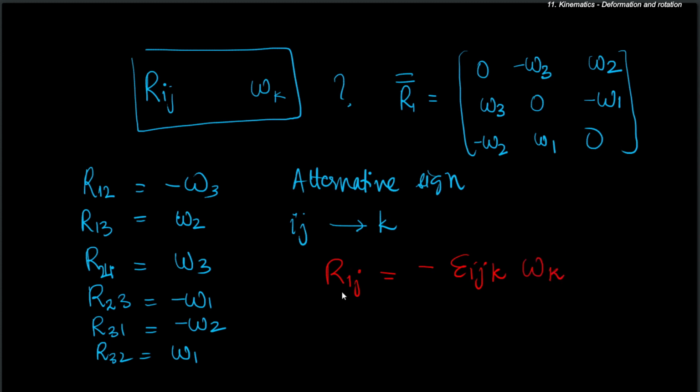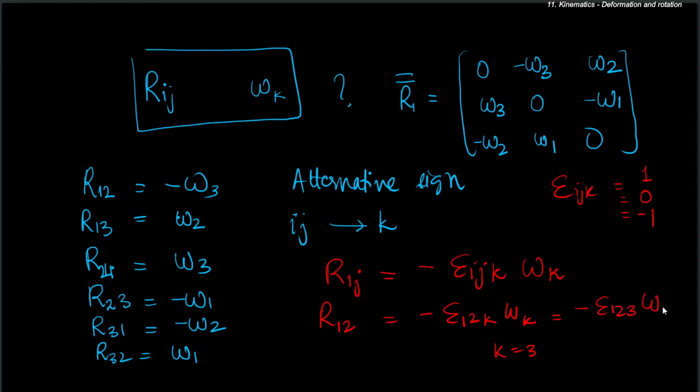Now we can verify this. Let us put i equal to 1, j equal to 2. So this becomes minus epsilon 1, 2, k omega k. Now epsilon is the alternating tensor, and we know that epsilon ijk is equal to 1 when ijk are cyclic. It is equal to 0 when any index repeats. It is equal to minus 1 when ijk is anticyclic. So k can only be equal to 3, because if k is equal to 1 or 2, then k will repeat and it will be 0. Now k can be only 3, so this becomes minus epsilon 1, 2, 3 omega 3. Epsilon 1, 2, 3 is cyclic, and this becomes 1, so this is minus 1 times omega 3, and thus R12 is equal to minus omega 3.